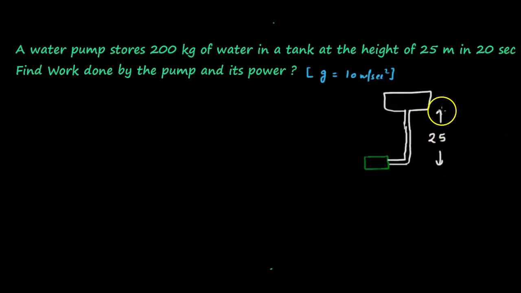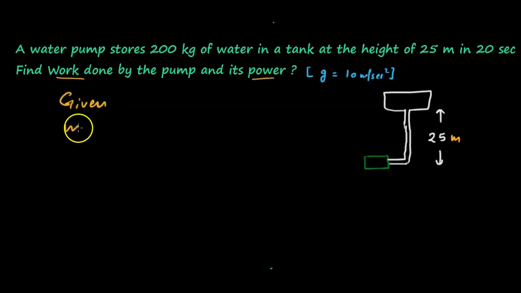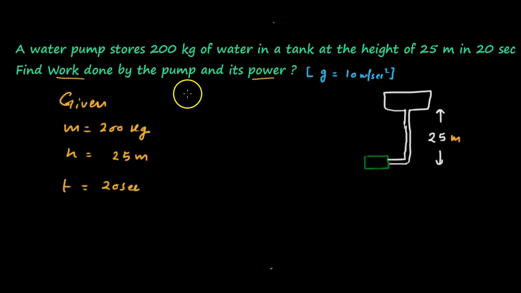Now what we need to do is find the work done by the pump and its power. Two things we have to find: the work done and the power. Let's see the given things. Mass is given, 200 kg. Height h is given, which is 25 meters, and the time is given, which is 20 seconds.